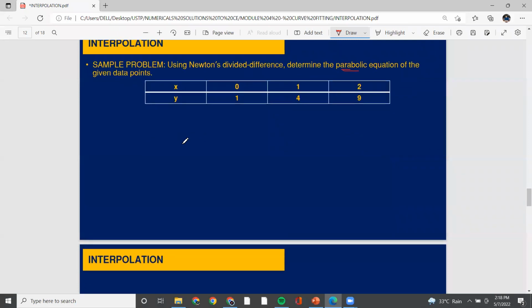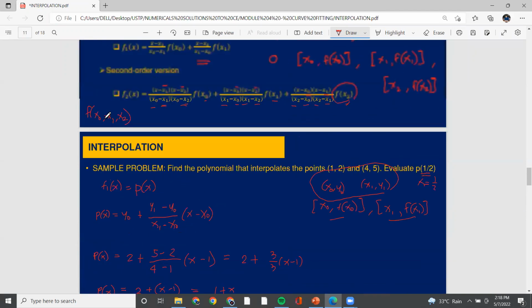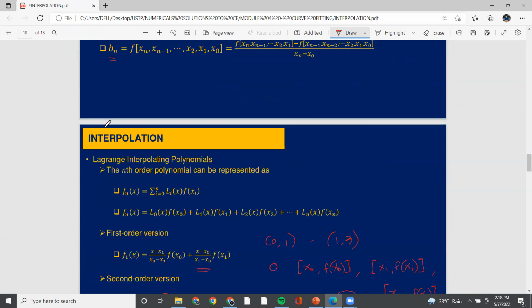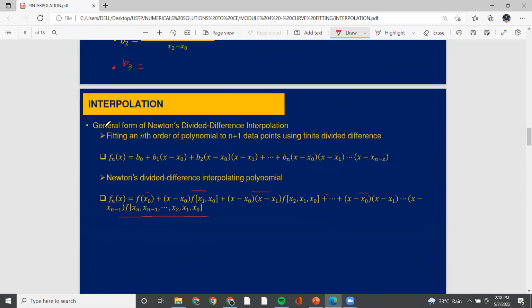Okay, so nung gamit ang Newton's divided difference, kinahanglan natin i-determine ang equation sa given data points. So first, Newton's divided difference. Unsa naman ni siya? So gamitan nato ang general formula, no? Newton's divided difference kani. General formula niya.